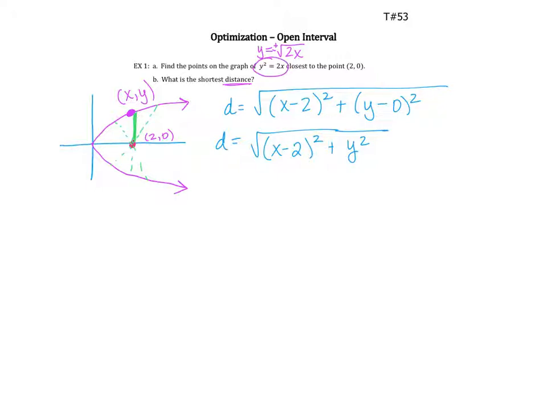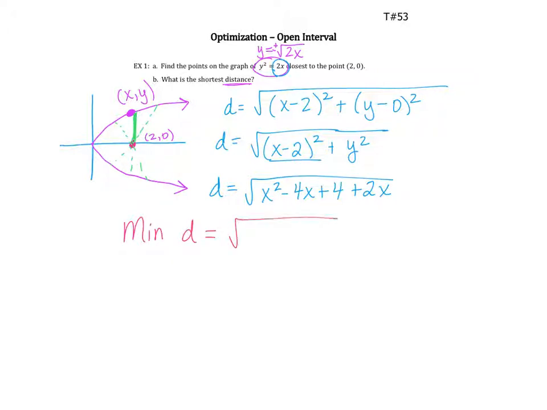y squared is equal to 2x. And I'm going to just kind of simplify as I go. I have a feeling I'm going to have to multiply this out, so I might as well just do it. So I have, that's this part squared. And if I replace y squared with 2x, I have that. So finally I can get down to my minimum. I'm trying to minimize this, and it's the square root of x squared minus 2x plus 4 on what interval?